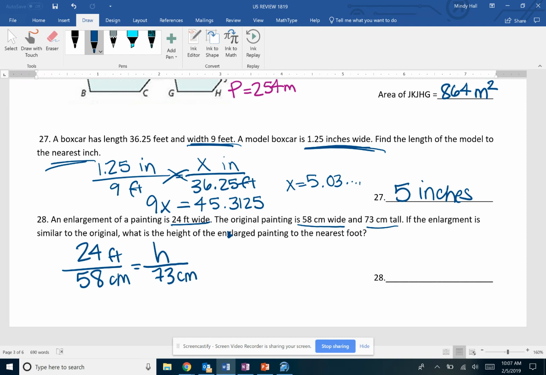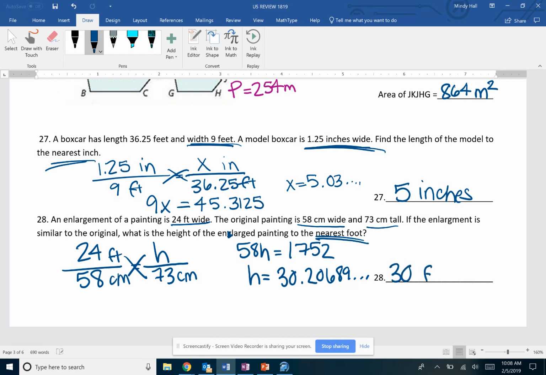So cross multiplying, we would get 58H equals 24 times 73 is 1,752. And when you divide by 58, you get 30.20689, and it just kind of keeps going and going. So since they want the nearest foot, we have 30.2 feet. So if you think about it in terms of money, $30.20, you're a whole lot closer to $30 than you are 31. So my nearest foot would be 30 feet.